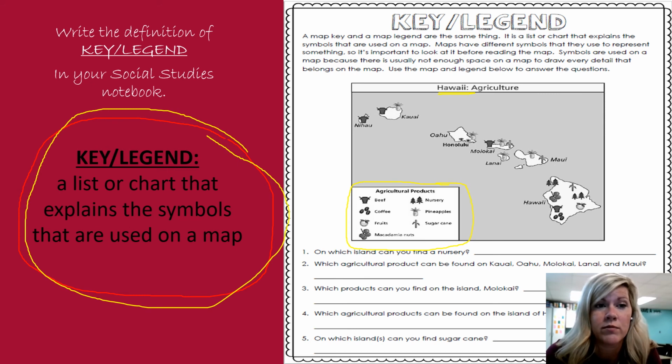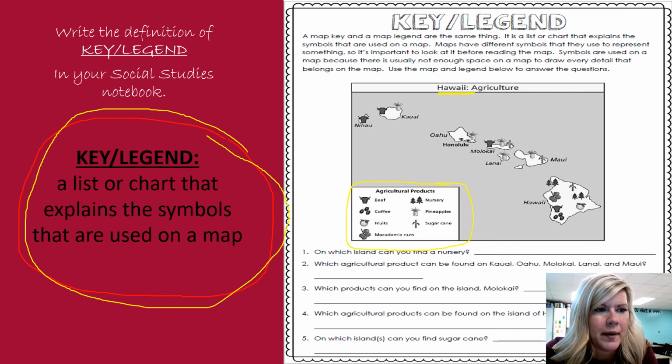What we use them for in math is different types of graphs. So you will also use a key in math. So let's go ahead and start looking at some of these questions so we can practice using a key. Number 1 says, on which island can you find a nursery?